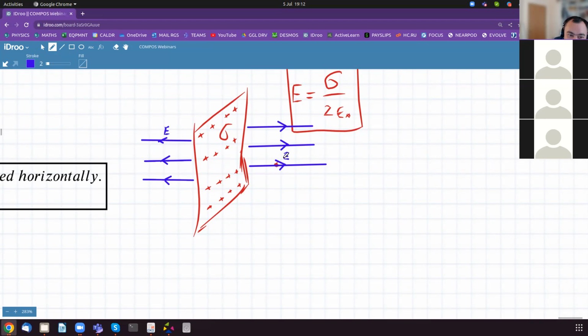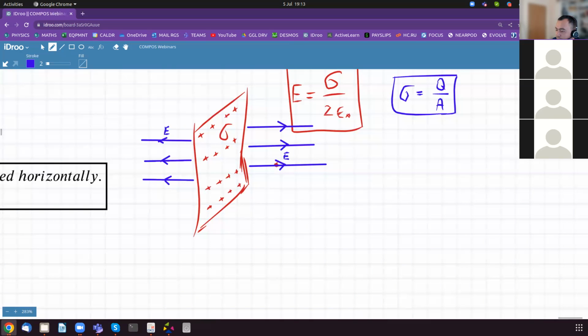And no matter how far you are from that plate, the electric field is going to be sigma divided by 2 epsilon 0, which is quite peculiar, meaning that if you go further away from the plate, the electric field will still be the same. It doesn't depend on the distance from that plate. Let's say you believe that this is true. Sigma, as I said, is the charge per unit area, and we'll need that fact.